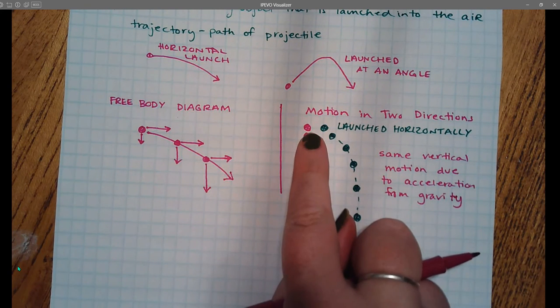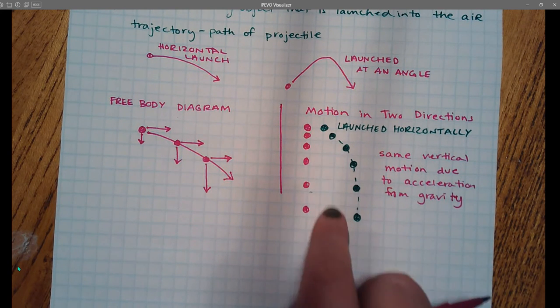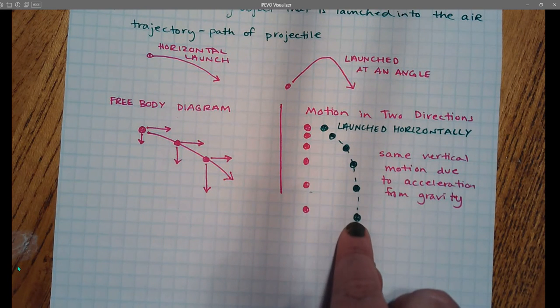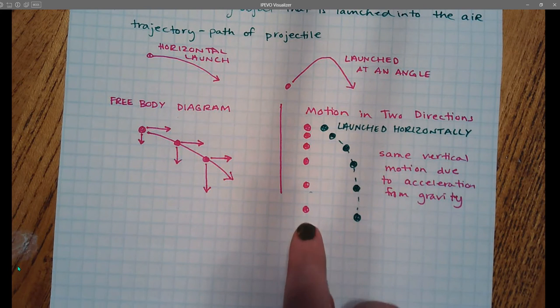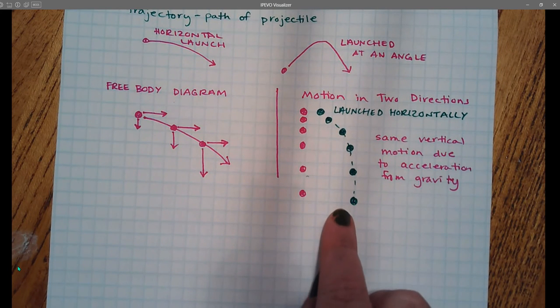The horizontal motion of the green ball is independent of the vertical motion of gravity. So even though the green ball was launched horizontally this way, gravity affects it and accelerates it the same as it does something that is dropped straight down. So we call that the independence of motion in two directions.